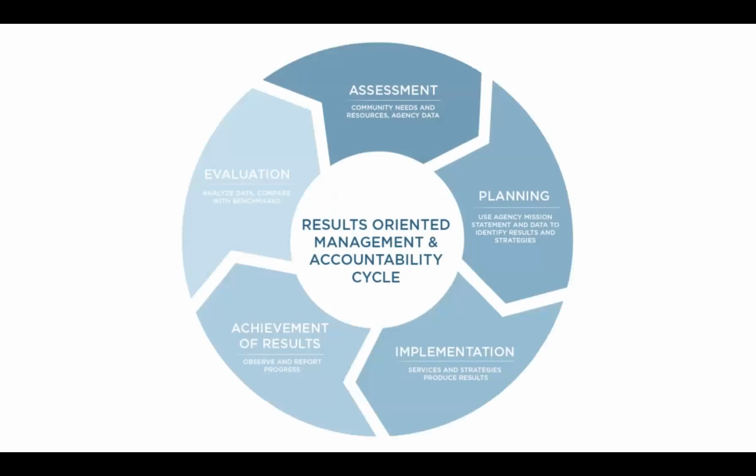In that training, we go over the 5 different stages of the results-oriented management and accountability cycle. This is a formal cycle for program planning, and I am a nationally certified ROMA trainer, ROMA being results-oriented management and accountability. It starts with assessment, assessing what your community needs and what your organization has in terms of resources to address those needs. It goes then to planning. So you're going to plan what you're going to do to help people based on your organization's mission, and any data that you might have that can support that planning.